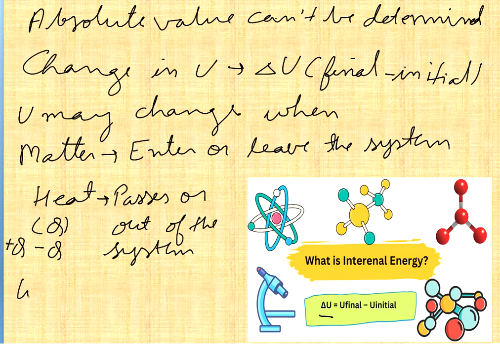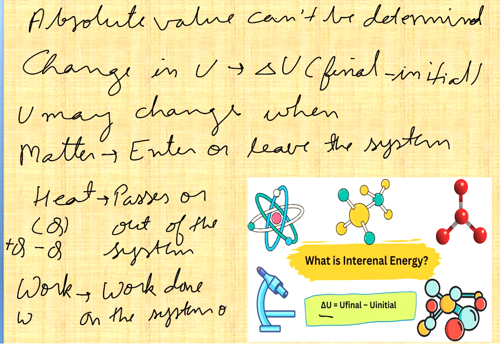Next is work, which is denoted by W. Work can be done on the system or by the system. Work done on the system will be positive, and work done by the system will be negative. Clear? These are the factors by which you can change internal energy.